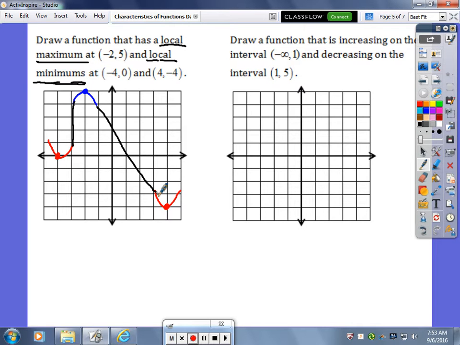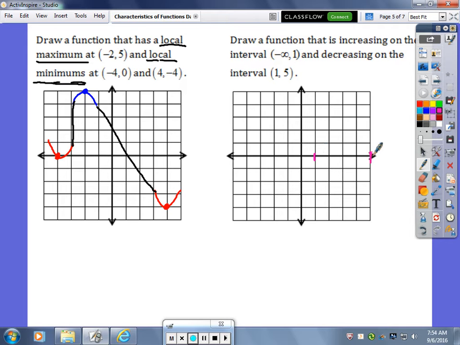In our second example, we are not given the maximum and minimum. We are given information about the intervals. We know that there is an increasing interval between -infinity and 1, and a decreasing interval between 1 and 5. So let's first mark those points on our x-axis. 1 is the upper end of the increasing interval. We cannot mark the lower end because that's -infinity. The decreasing interval starts at 1 and goes to 5.